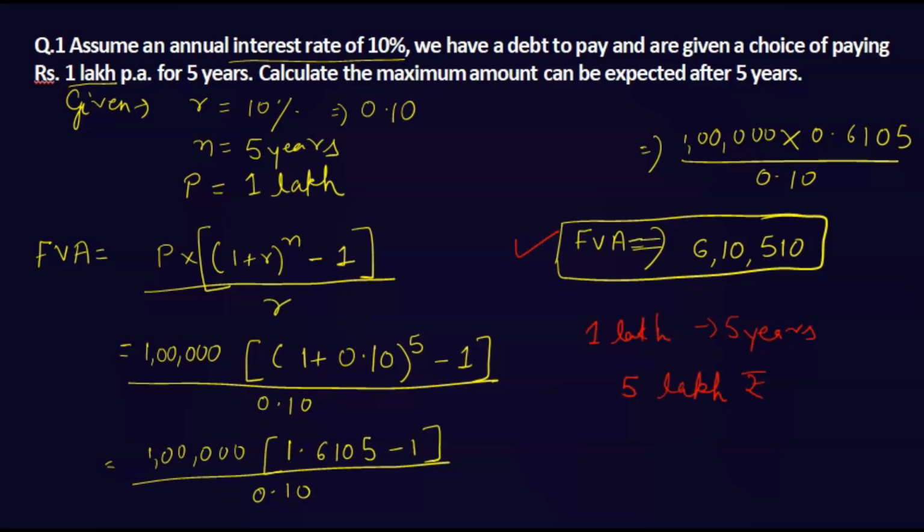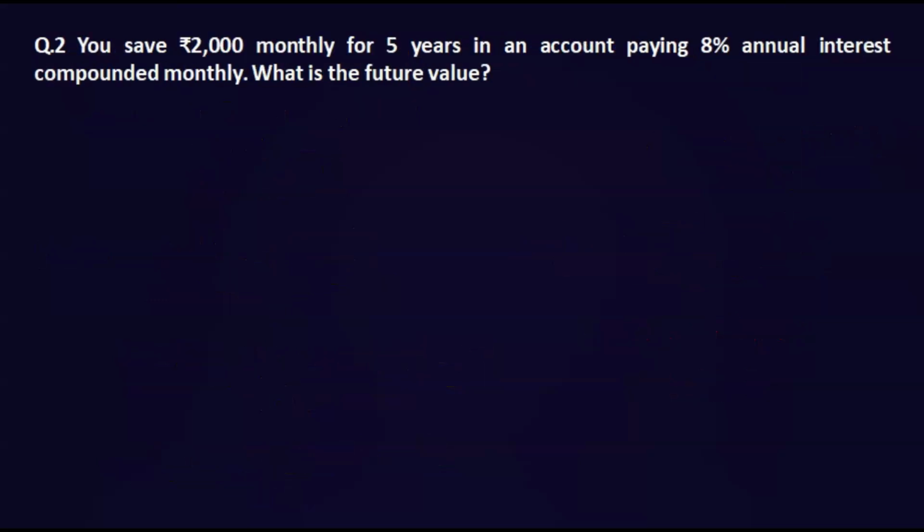Okay, so let's do one more question. The question is, you save 2,000 rupees monthly for 5 years. 5 years means n equals 5. Then 2,000 rupees is saved monthly, so P will be 2,000 monthly.